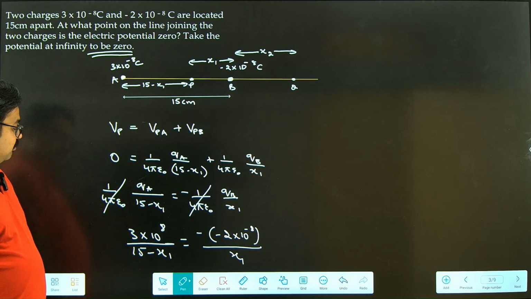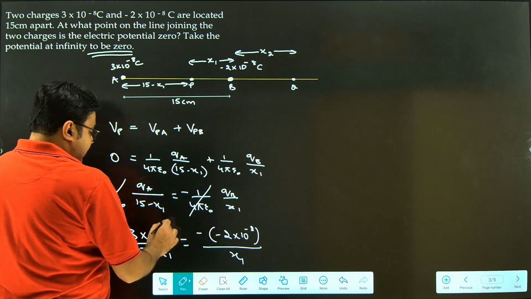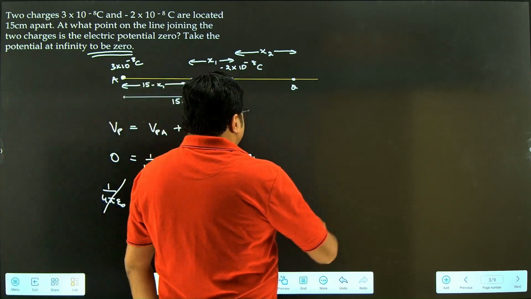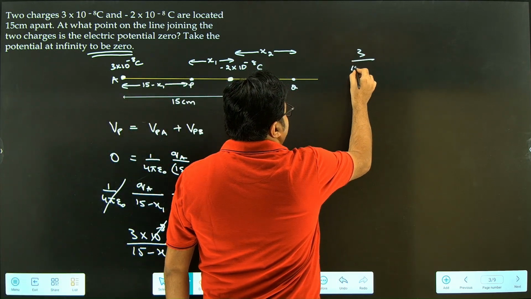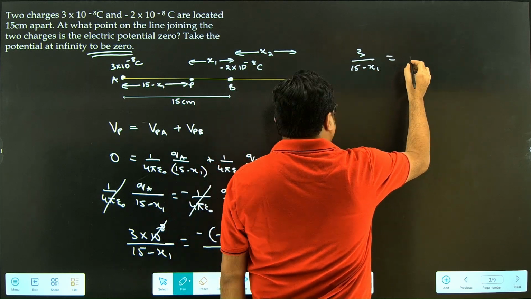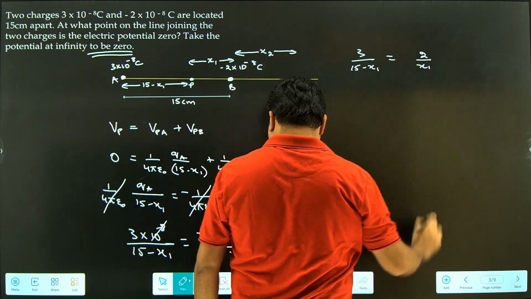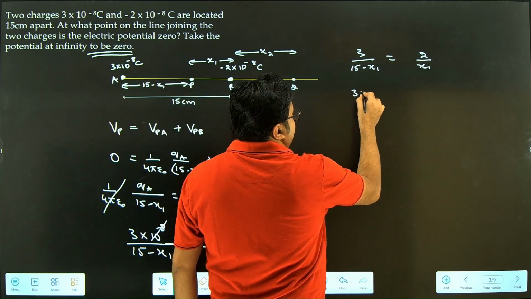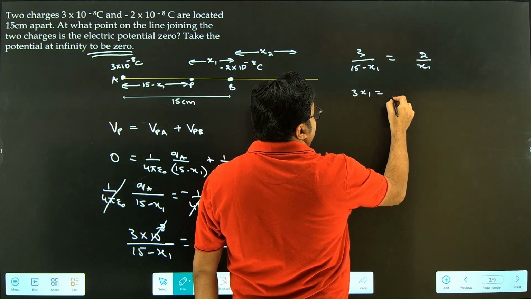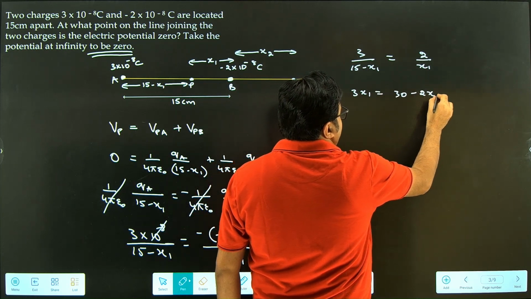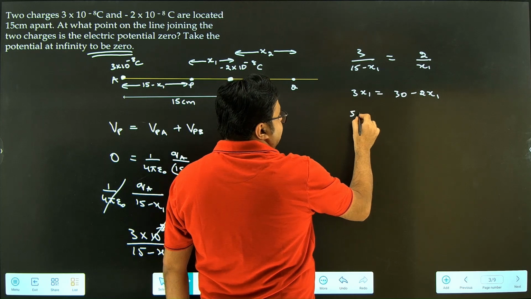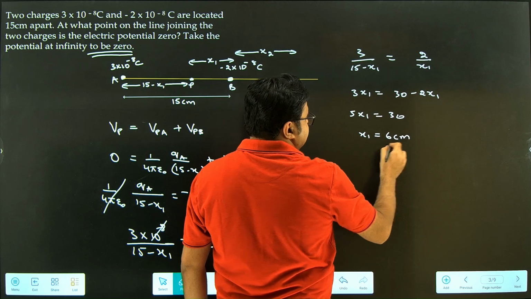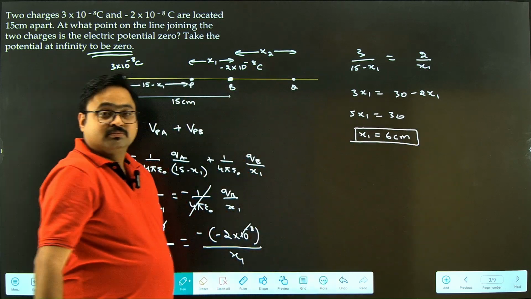Minus into minus would become plus. We have 10 power minus 8 and 10 power minus 8 getting cancelled. So we have 3 divided by 15 minus x1 equal to 2 divided by x1. That's what you would have. Cross multiply. If you cross multiply, you have 3 times x1 equal to 30 minus 2x1. You would have 5x1 equal to 30, or x1 would become equal to 6 centimeter. That's x1.